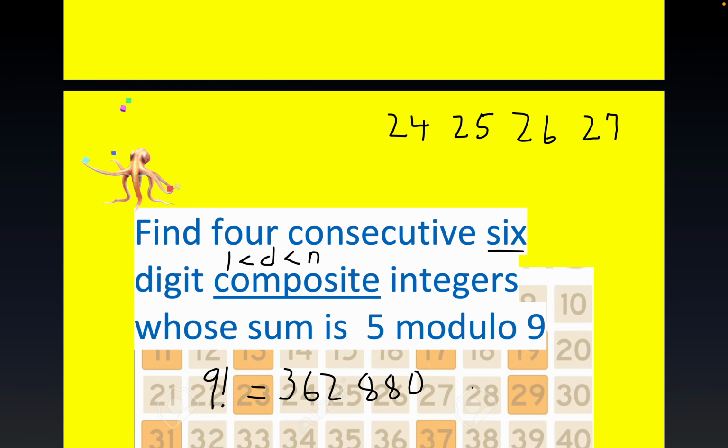Now, another very, very useful thing is that 9 factorial is congruent to 0. I mean, it's obviously a multiple of 9, right? So it's congruent to 0 mod 9. Okay, so that's nice. Now, what are we looking for? We want 4 consecutive 6-digit composite integers. Well, we're looking good because we do have a 6-digit number that leaves 0 when it's divided by 9, a remainder of 0. We want one whose sum is 5 modulo 9.